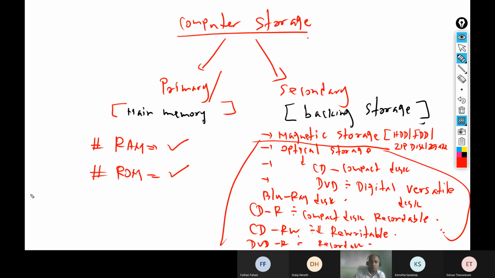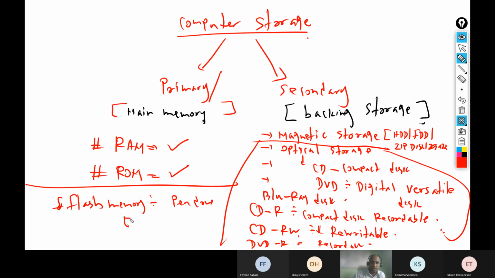Next one we have flash memories. Flash memory means we have pen drives, external hard disks, memory chips, SD cards, pen drive, thumb drive storage.